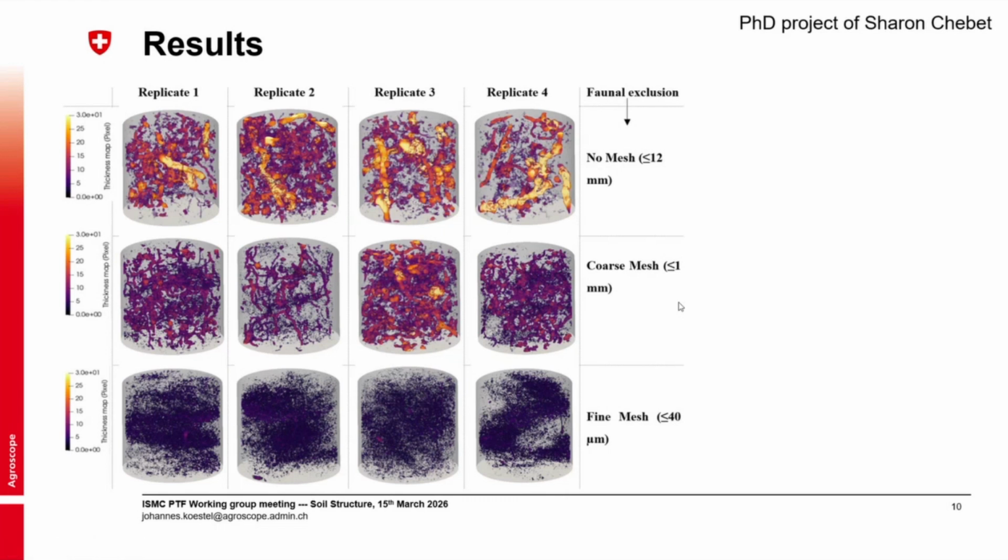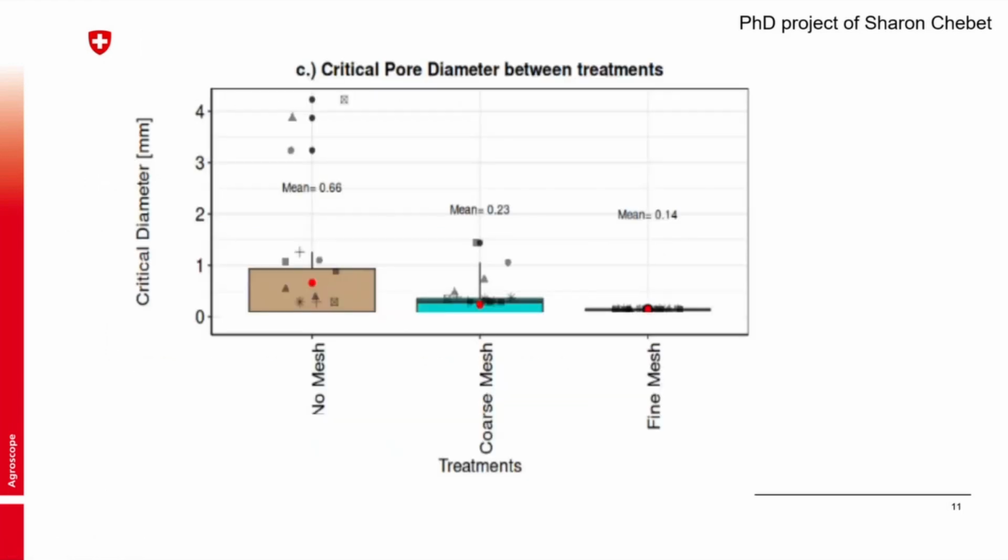Okay, so I thought I'd show you also the results for the critical pore diameter. Obviously, for the fine mesh, you still have this kind of aggregate packing, so you cannot apply the critical pore diameter as a measure for the hydraulic conductivity, or the saturated hydraulic conductivity. But you see that the more you allow access of roots and fauna, the larger the variability gets. Not so much maybe the average value, but the variability.